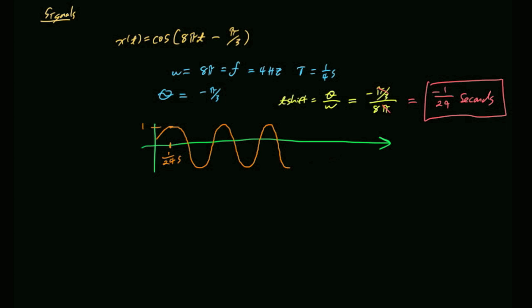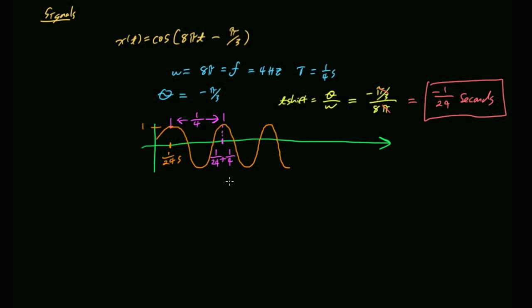So, what's this time? This time has to be the period, which is 1/4. And therefore, by applying arithmetic, this number has to be 1 over 24 plus 1/4.